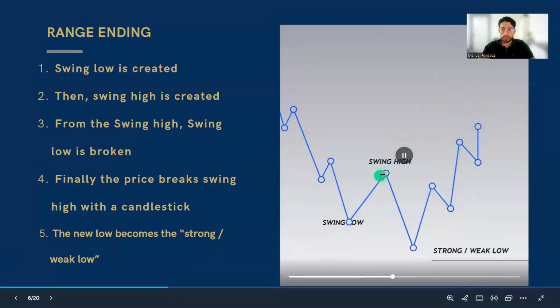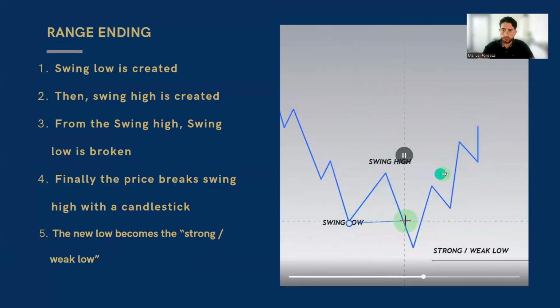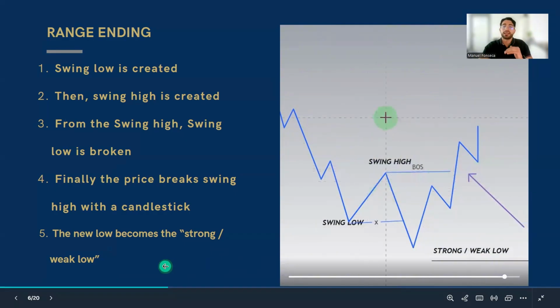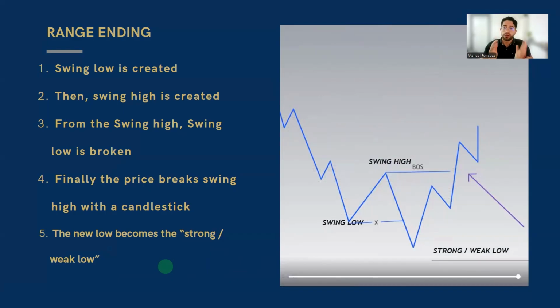Swing low is created, swing high is created. From the swing high, the liquidity of the swing low is taken. And now from this point, the price goes up and makes a break of structure. Now we have the beginning and the ending. Now this low here becomes the weak low. Why will it be a weak low? Because we are in a downtrend, which means that all the lows have a high probability of being broken because we're selling. So most of them will be taken.